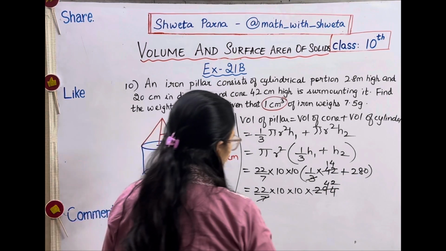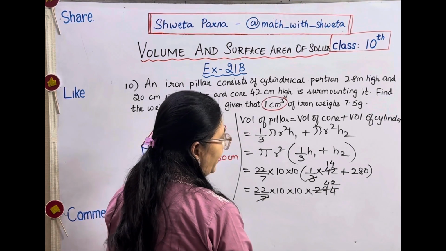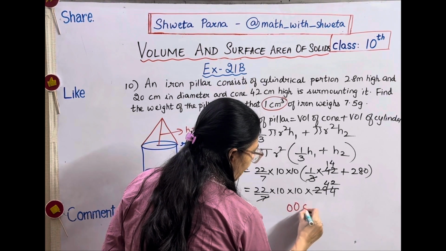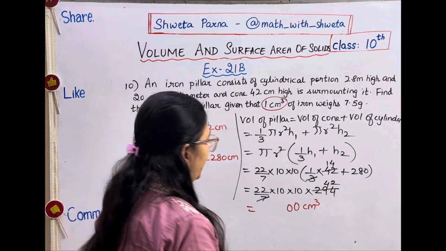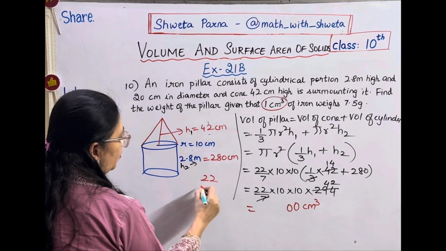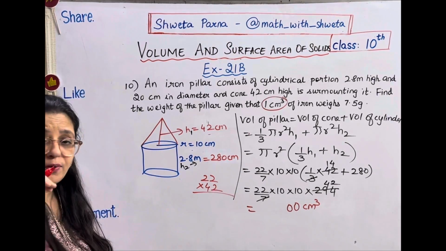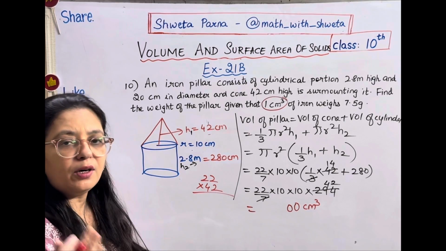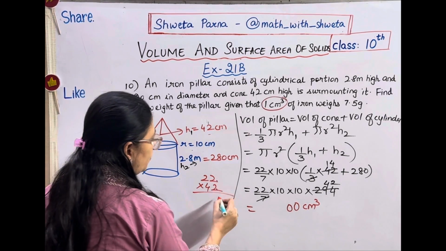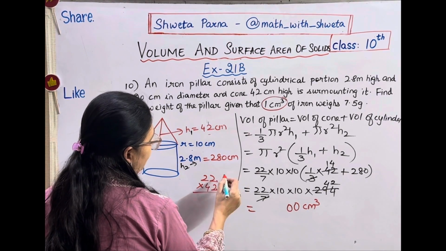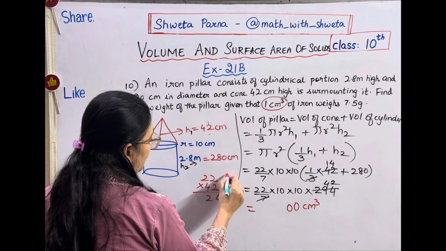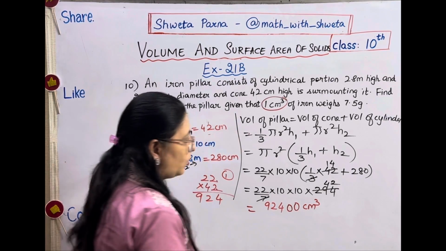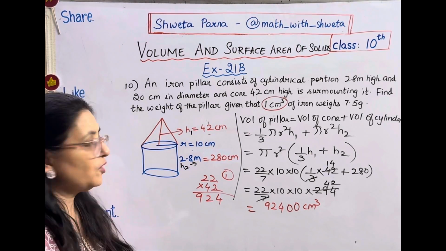Now multiply, you will get the answer. So multiply 22 into 42. This 20 and cubic centimeter you will get. So 22 into 42. Children, you can check one of my videos in shorts where I have explained how to multiply a 2-digit number by a 2-digit number. 2 2s are 4. 4 plus 8, 12. 2 4s are 8, 9. So it is 92400 cubic centimeters. This part is clear.